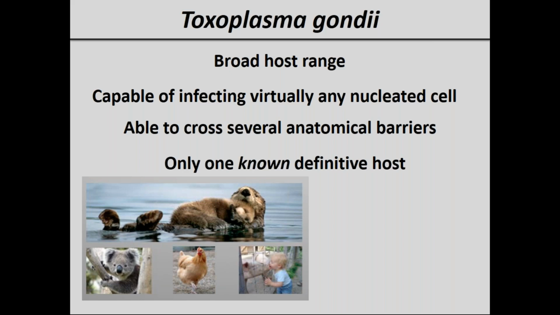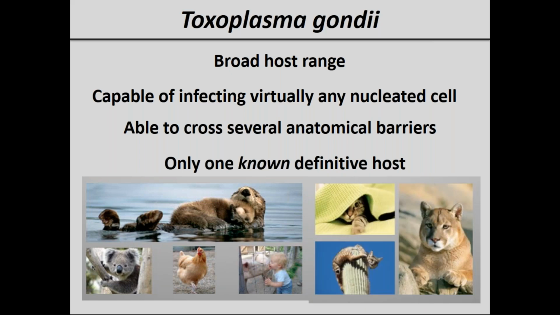However, there's only one known definitive host, and that is the cat. So all felids can be hosts as far as we know, so it includes both domestic and wild felids. So in California, the bobcat and the mountain lion are probably also important hosts for Toxoplasma gondii.